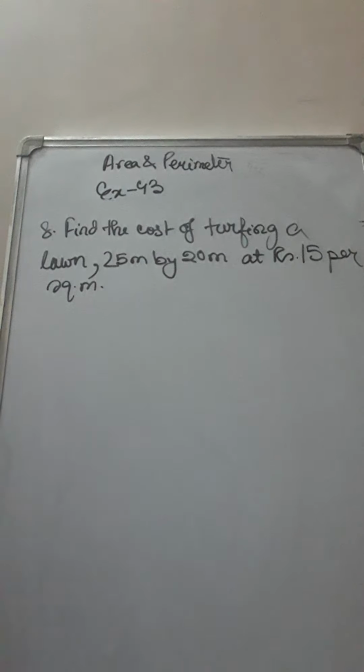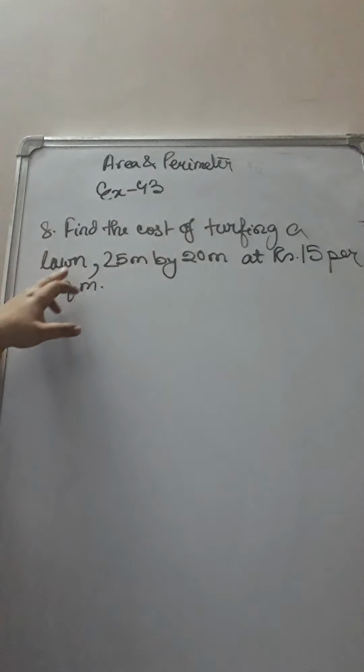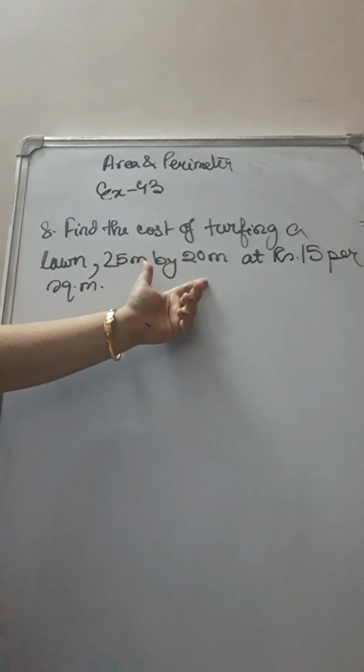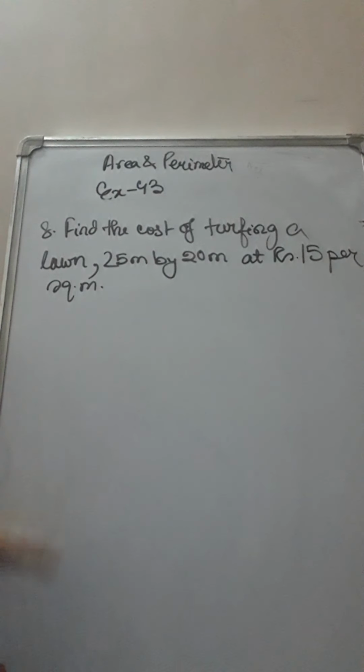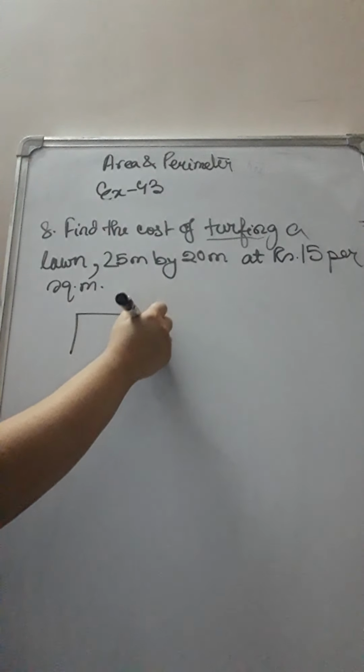Now this is question number 8. Find the cost of turfing a lawn. The measurement of the lawn is given, 25 meter by 20 meter, at rupees 15 per square meter. So we will break down the sum and understand. Now what do you mean by turfing a lawn? Lawn means a garden.